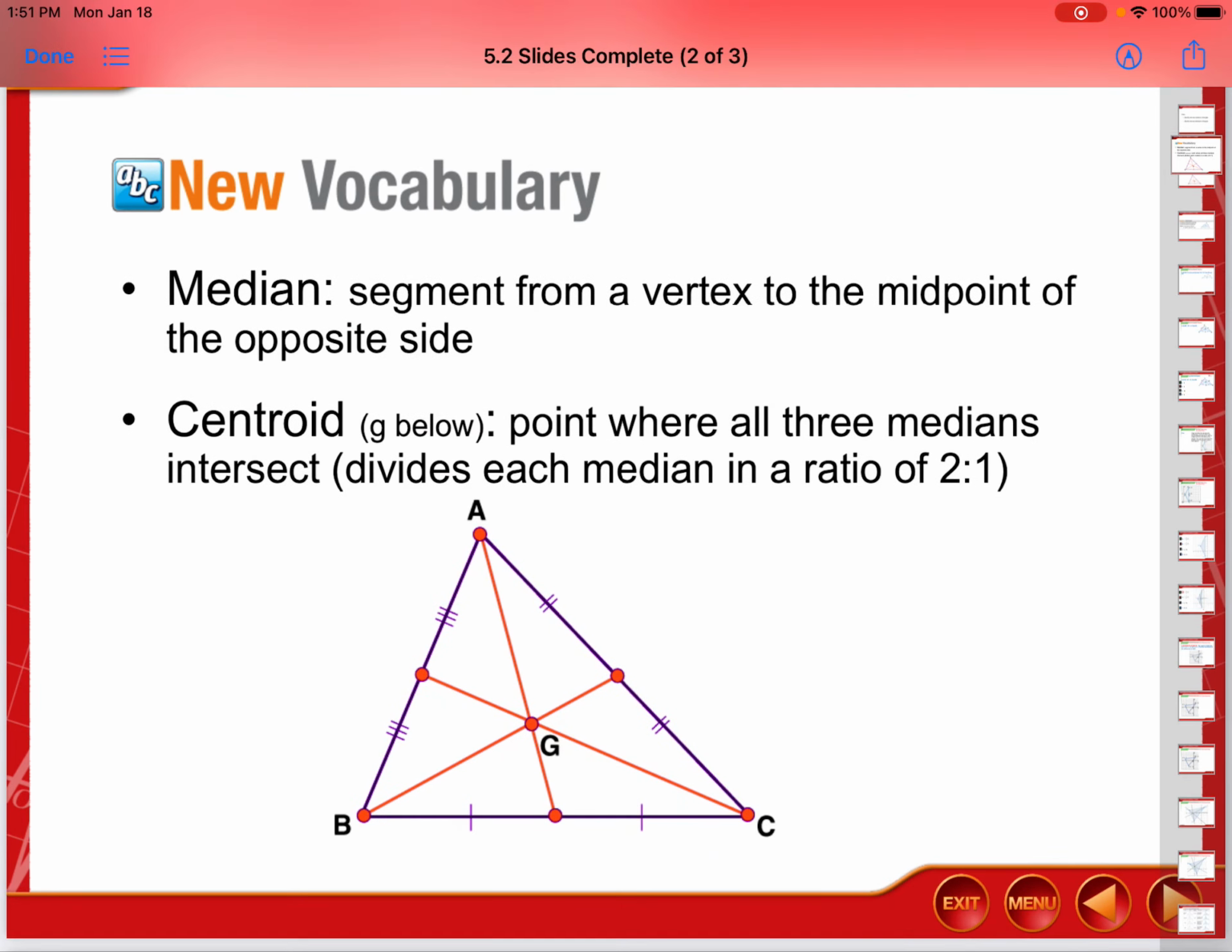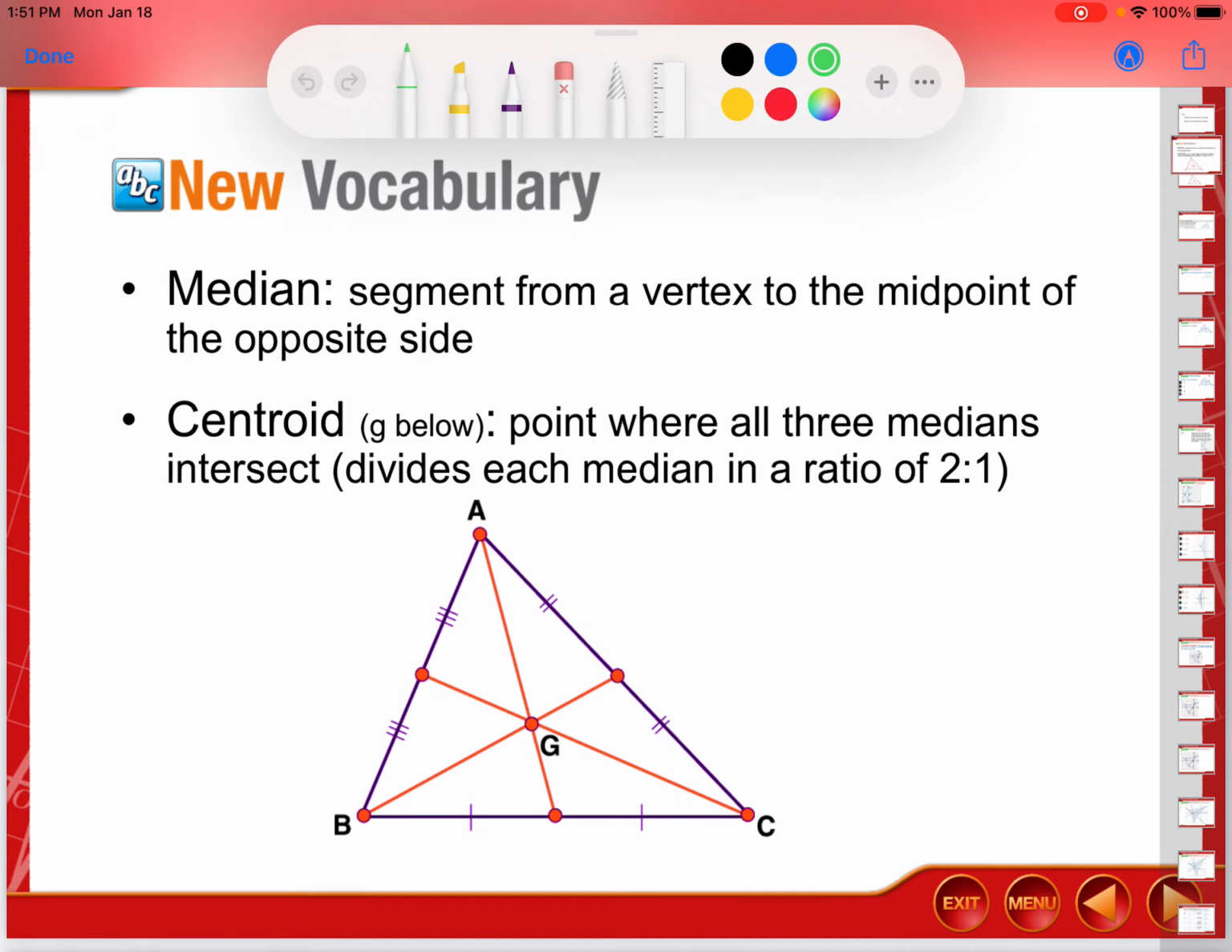So, first term, median. The median is a segment from a vertex to the midpoint of the opposite side. So in each triangle, there's three medians. Examples being, right here from this point all the way up to A, that would be a median. Likewise, so would this yellow segment, and then this blue segment would also be a median. Like I said, there's three medians to each one.